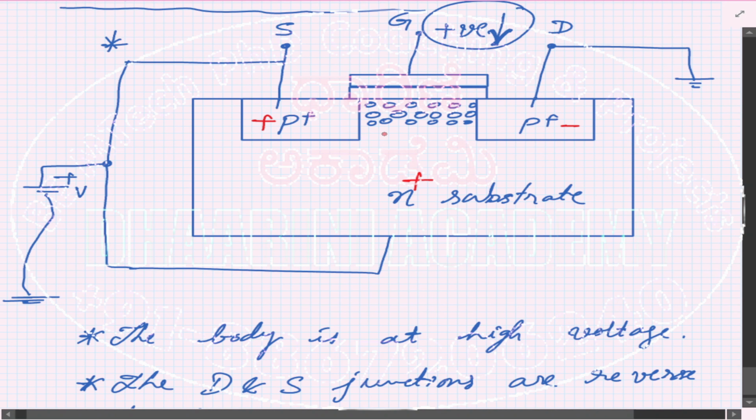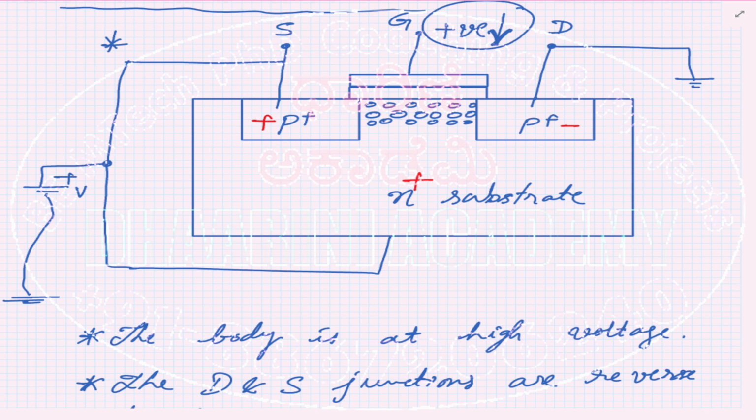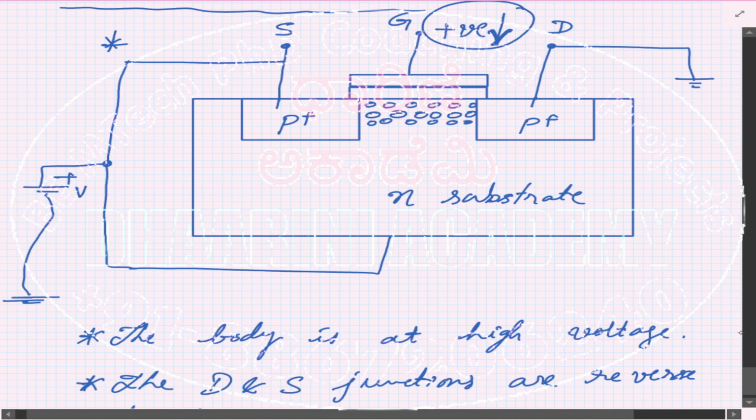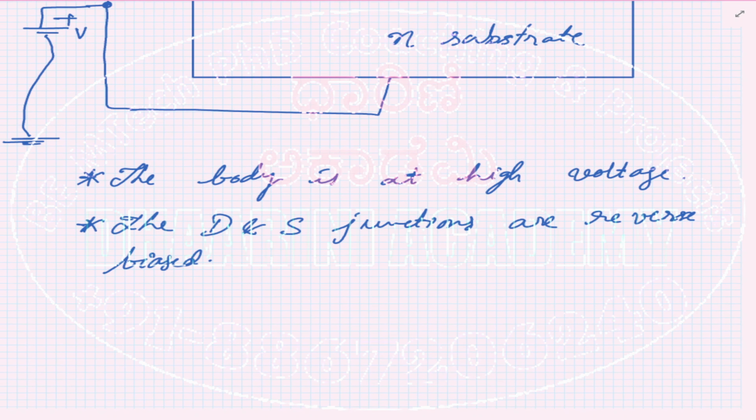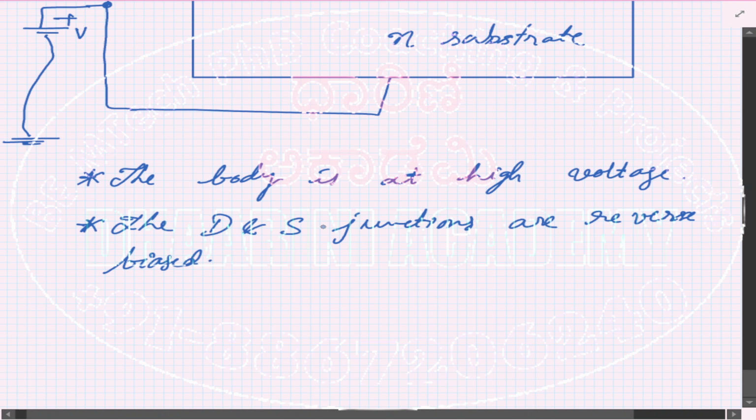At the same time, you look at this, right? They are equal. Equal is also non-conducting, so you can call it a reverse bias. It's reverse only. Conducting means forward. Non-conducting is reverse. So it's very clear that this sentence is valid. So drain and source junctions of my device are reverse biased.